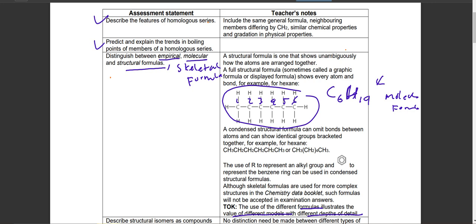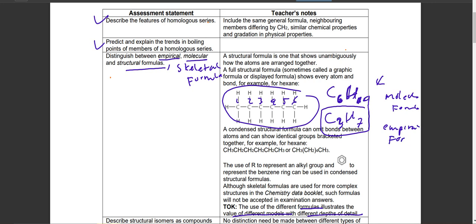There is also empirical formula, which is the simplest ratio. So this 6 to 14, we can get it down to, let's see, 6 divided by 3 is 2, 14 divided by 3 cannot. So not 3 then. So maybe divided by 2. Divided by 2, this is C3H7. So this is the simplest ratio between the atoms in there. This is what we call empirical formula.